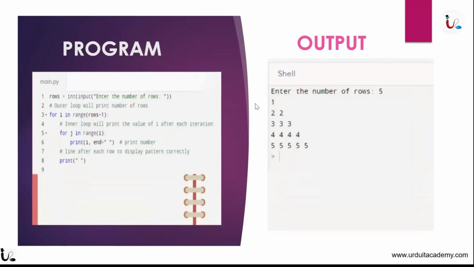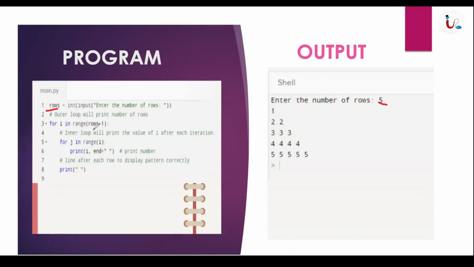Here also I want to create a number pattern, not the star. I want to create a number pattern. So here you can see I'm asking the user to enter the number of rows. They have written 5, so it is stored inside the variable rows. Now for i in range rows plus 1, which means up to 6. Rows is 5, so 6, which means total 0 to 5. 5 times this will be executed.